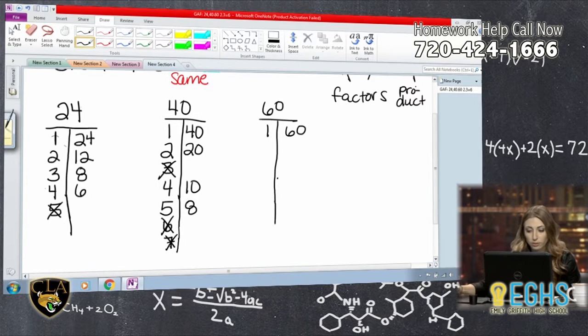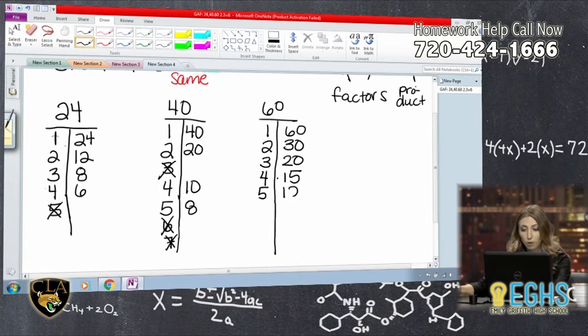Well, again, we're going to continue the same thing with 60, and it's kind of nice to maybe see the example a couple times. So 2 times 30 is going to give me 60. 3 times 20 would give me 60. 4 times 15 would give me 60. 60 has a lot of factors.